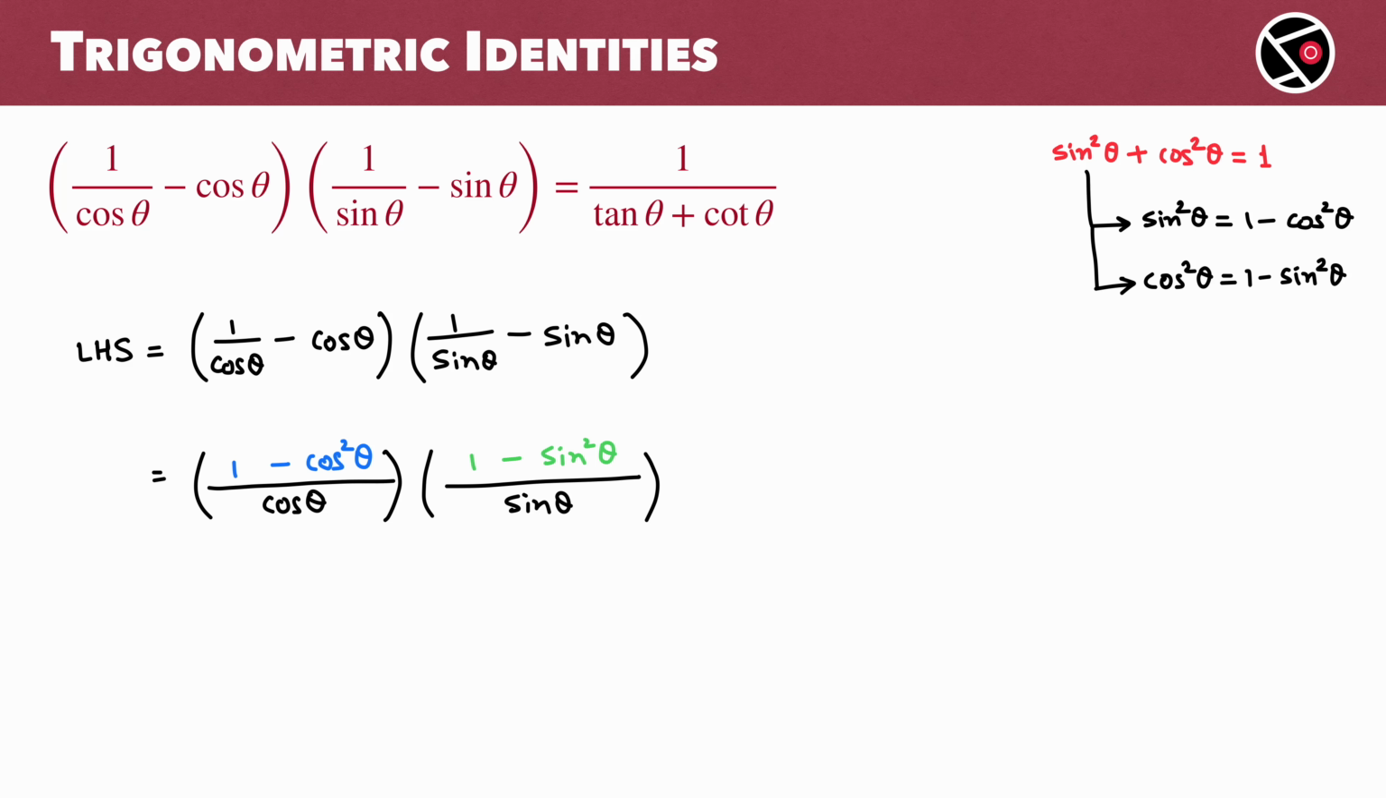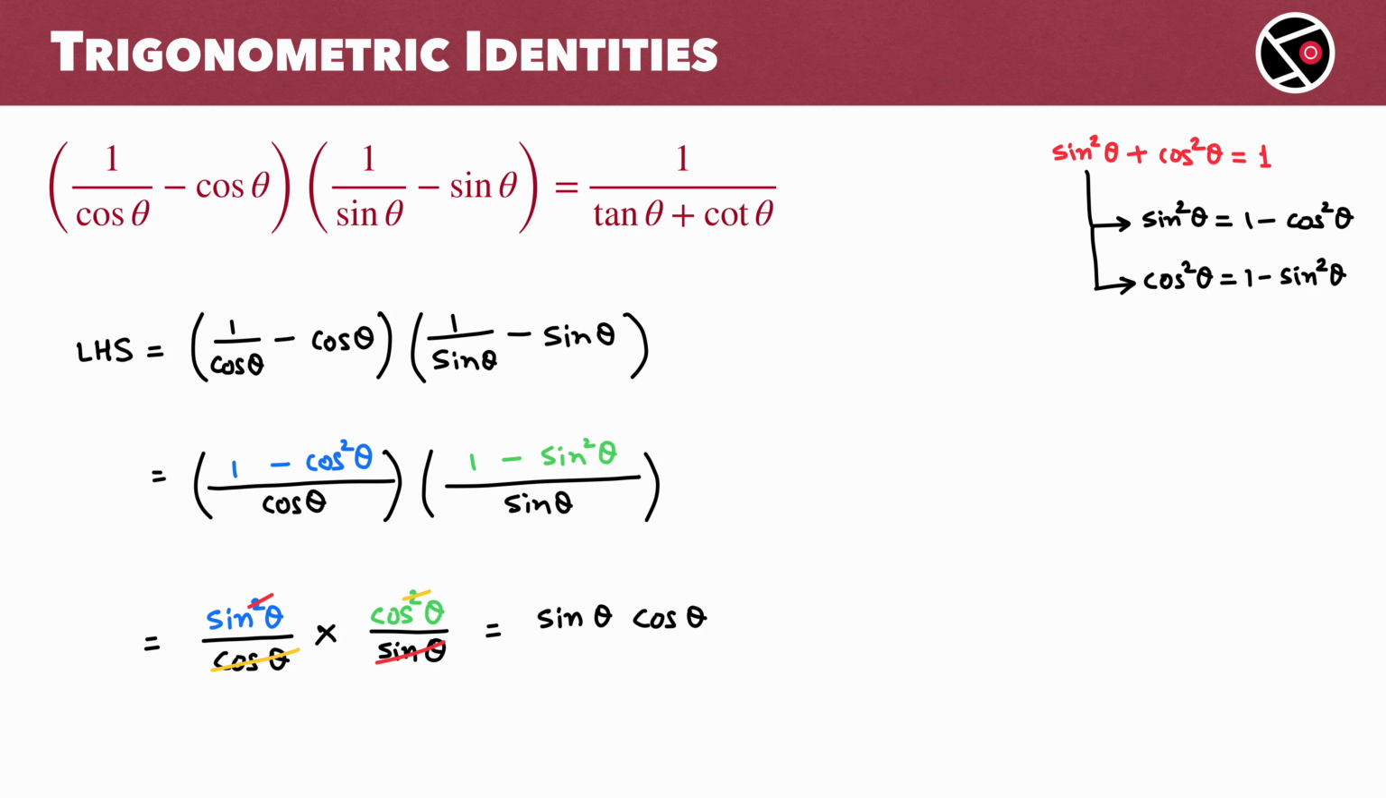So we replace 1 minus cos square θ with sin square θ and 1 minus sin square θ with cos square θ and get sin square θ over cos θ times cos square θ over sin θ. One sin θ and one cos θ cancel out from the numerator and the denominator, and we are left with sin θ cos θ.